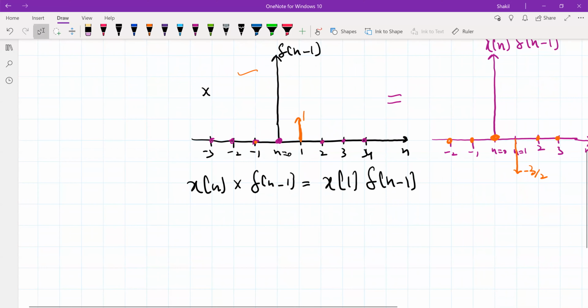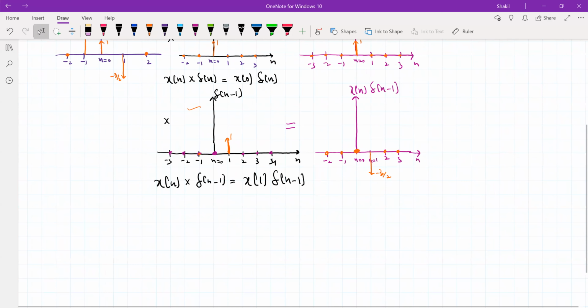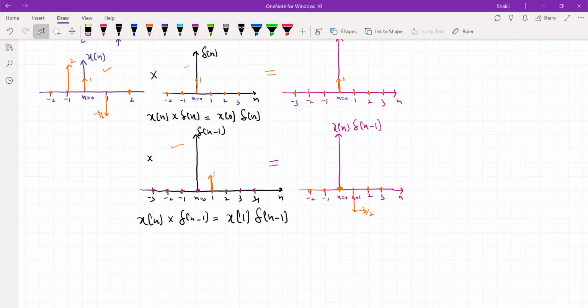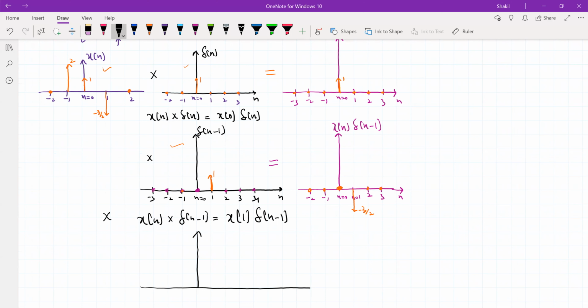Next, let me compress this further to visualize it, so that you can see what I'm going to do. I'm going to take one more sequence and multiply x of n with delta n plus 1. Delta n plus 1 means give a shift towards the left to delta n by one sample point. Let's mark the time points first. So this is our time axis. This is n.